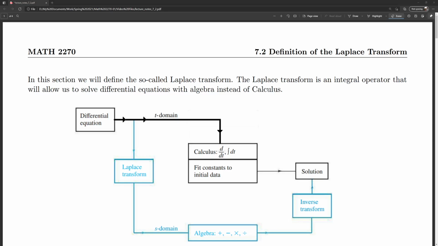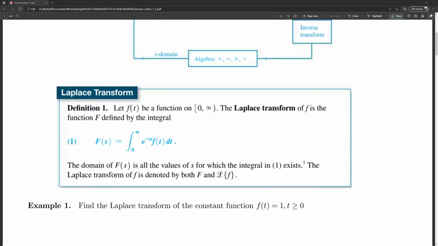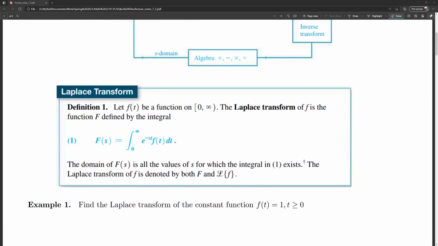We take a differential equation with a variable t, and then we apply the Laplace transform. What happens is the differential equation becomes an algebraic equation with variable s. We can then use algebra to solve that algebraic equation, and we get an answer in terms of s. We then need an inverse transform that transforms the answer in terms of s into a solution in terms of t. So the Laplace transform is defined as follows.